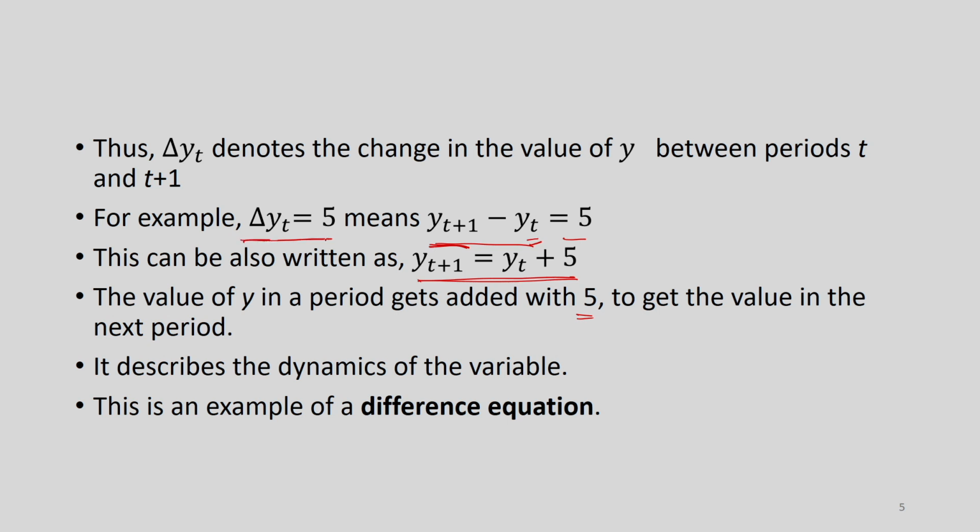In that same vein, when we say delta y t is equal to 5, that means the same thing, that if we want to get the value of y in the next period, then we take the value of y in this period and add 5, and that will give me the value of y in the next period. This describes the dynamics of this variable y, and this is an example of a difference equation. So, this is a difference equation, delta y t is equal to 5, but this is also a difference equation because both these two things mean the same. y t plus 1 is equal to y t plus 5.